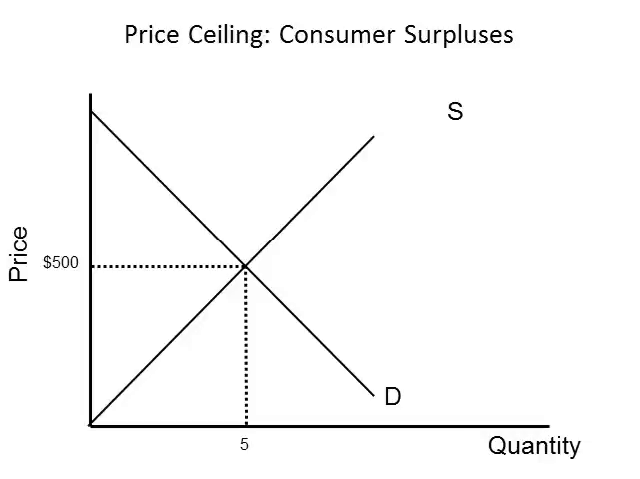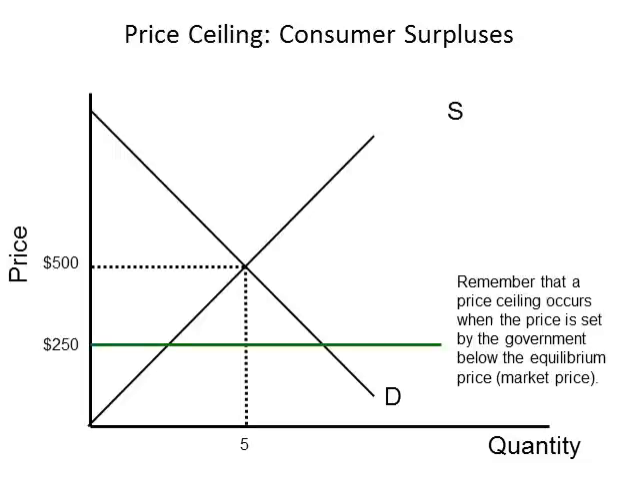As you may remember from the lecture on supply and demand, a price ceiling occurs when the government fixes the price of a good below the market or equilibrium price. In the example in the graph above, the equilibrium price is $500 and 5 TVs are sold. If the government sets a price of TVs at $250, then producers will produce only 3 TVs.